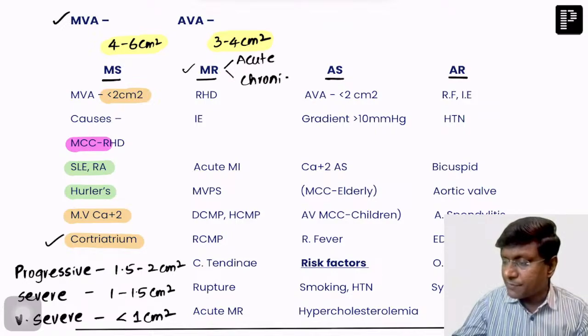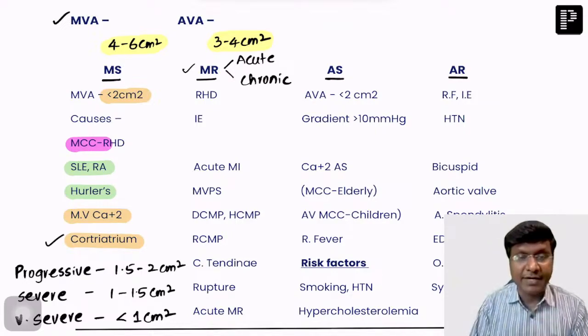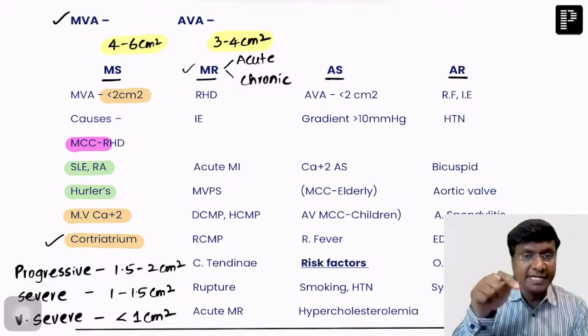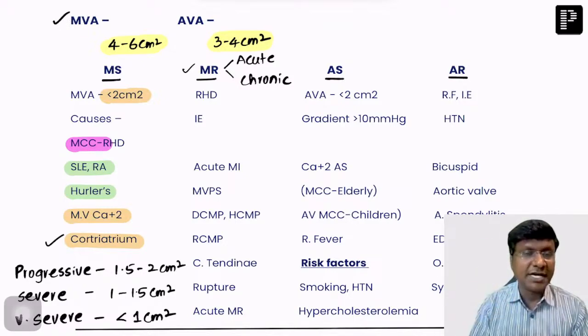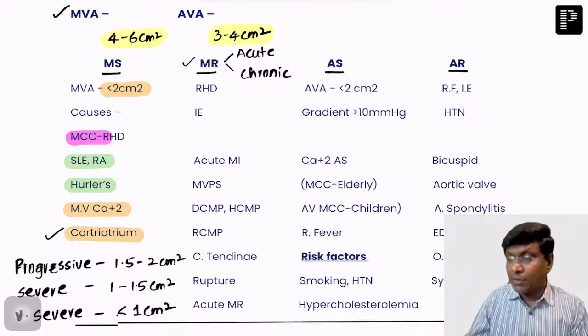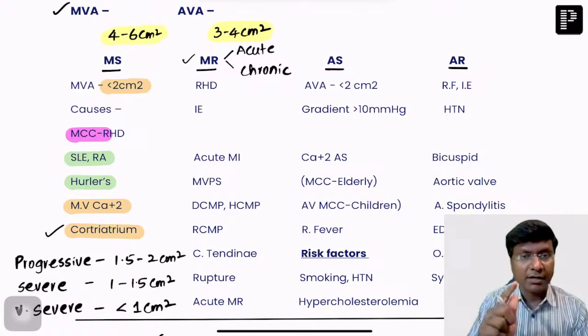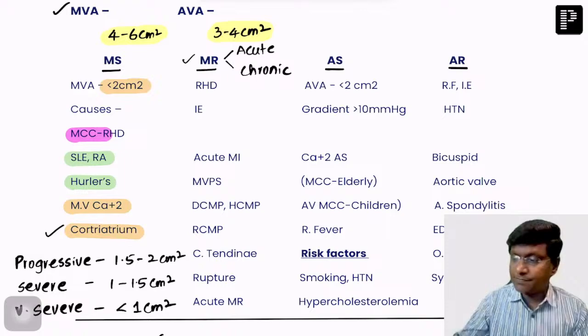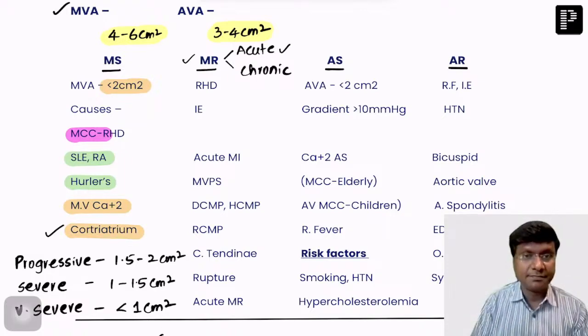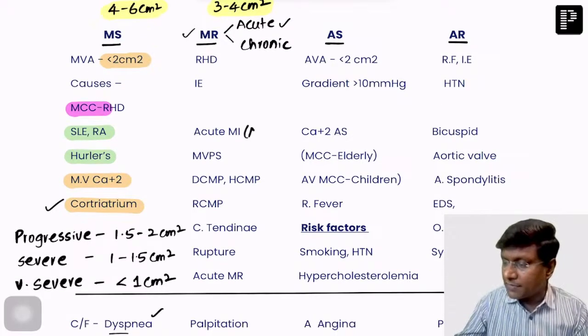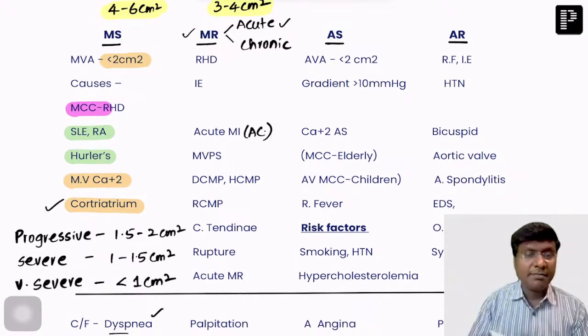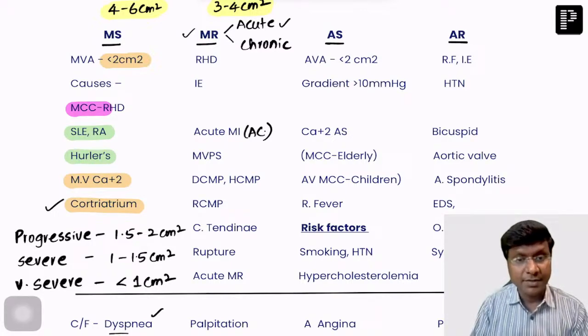Now, what are the causes for acute MR? If you take the mitral valve apparatus, it has mitral valve leaflets, chordae tendineae, and papillary muscles, which are attached to the endocardium. Now, if there is any trauma to the mitral valve apparatus, that will result in acute MR. For example, in acute MI, you will have rupture of the papillary muscles, which will result in acute MR, right?